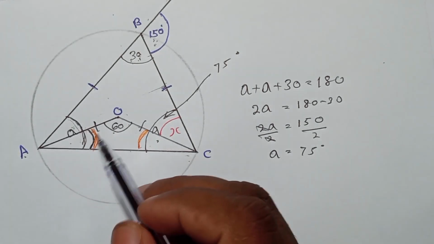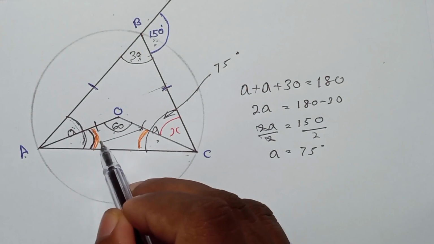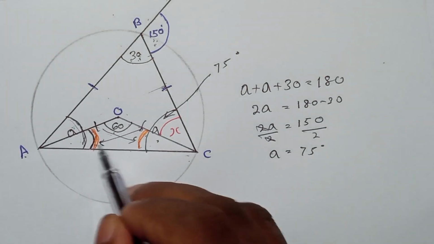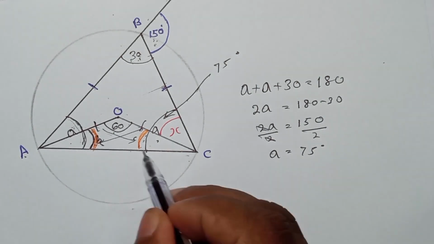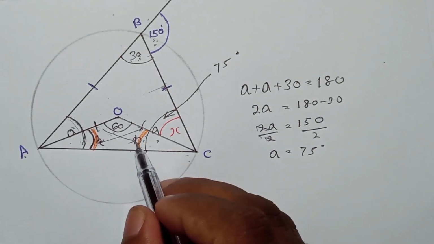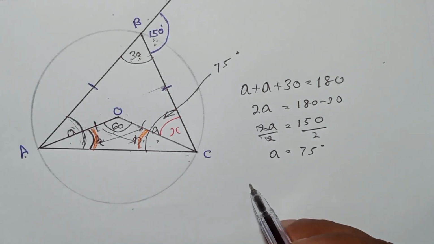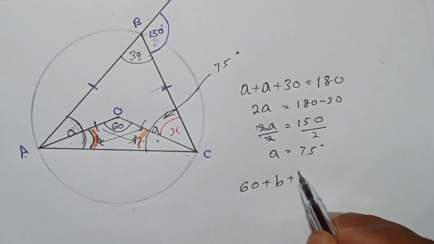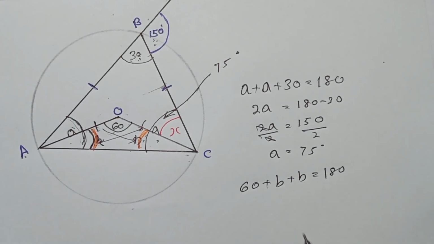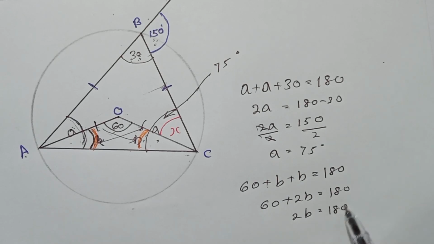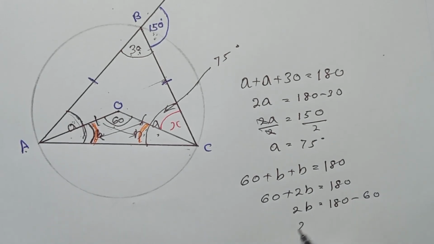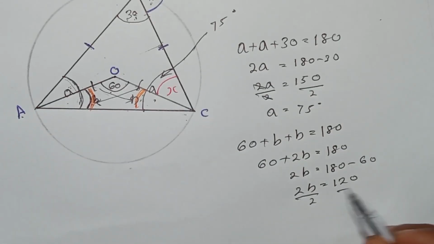Same rule again we can apply. This side's opposite angle is this one, and this side's opposite angle is this one, so these two are equal. If I name this B and this B, we can find B: 60 plus B plus B equals 180. So here 60 plus 2B equals 180. Then 2B equals 180 minus 60, so what is the answer? 2B equals 120, then both sides divide by 2, so B equals 60 degrees.